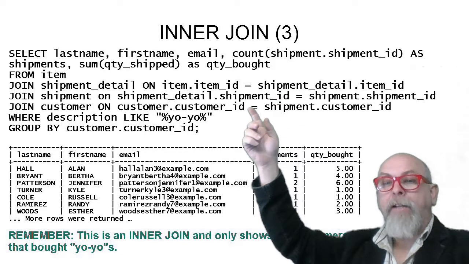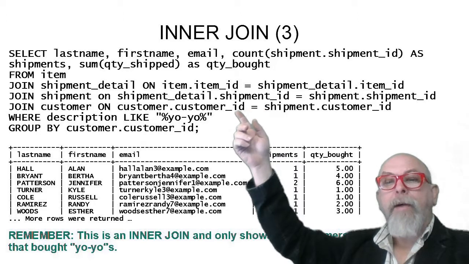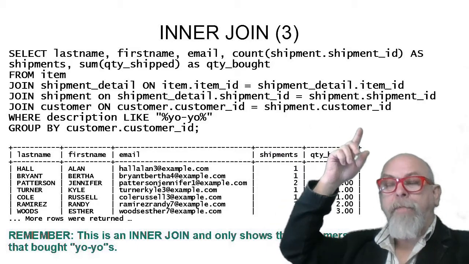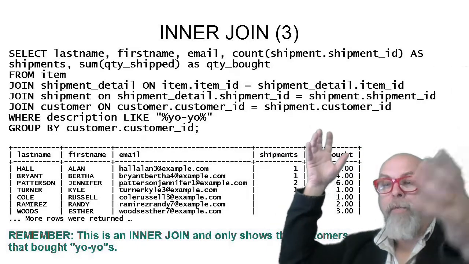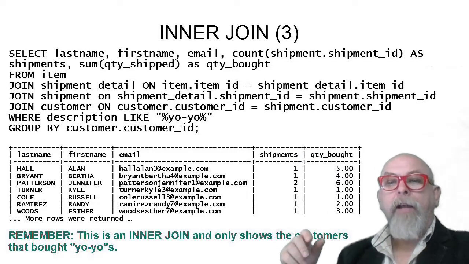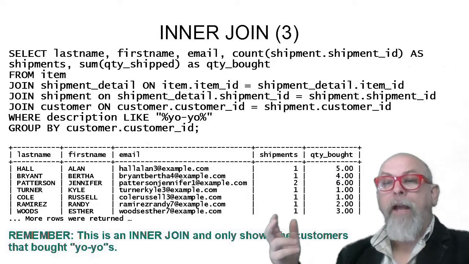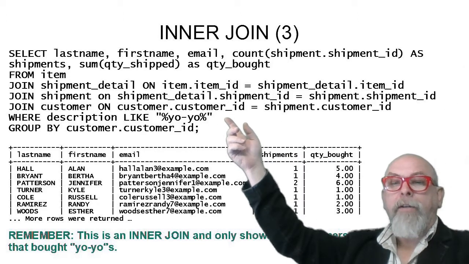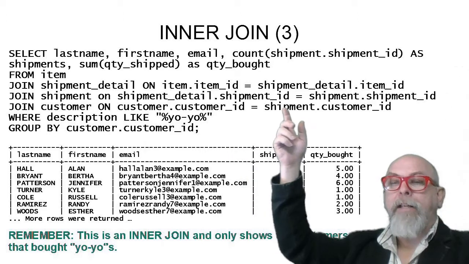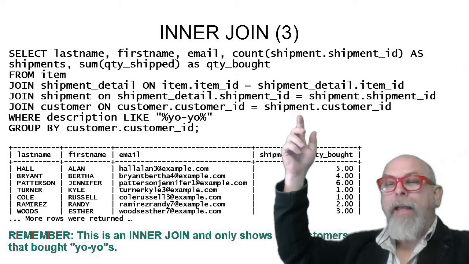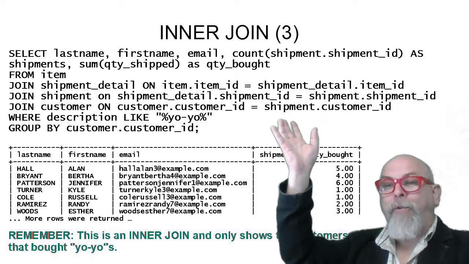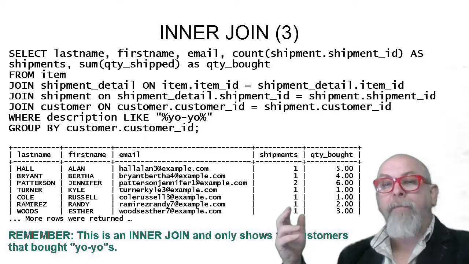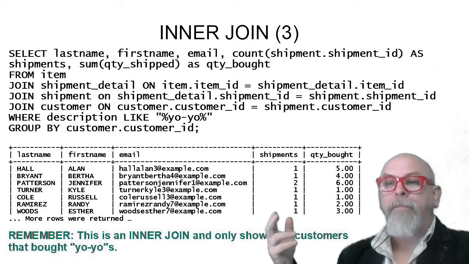Then we want to connect the shipment table to those two, and we do that by saying join shipment on shipment detail shipment ID equal shipment ID. So that now contains that join. We've now joined those three tables together. And now that we've joined the three tables together, we have the customer ID on the shipment table here that we can use to join the customer table using a join customer on customer ID equals shipment customer ID. So in this example, we've joined all four tables together. The first table came from the from clause. The second, third, and fourth tables came from the three joins that follow.